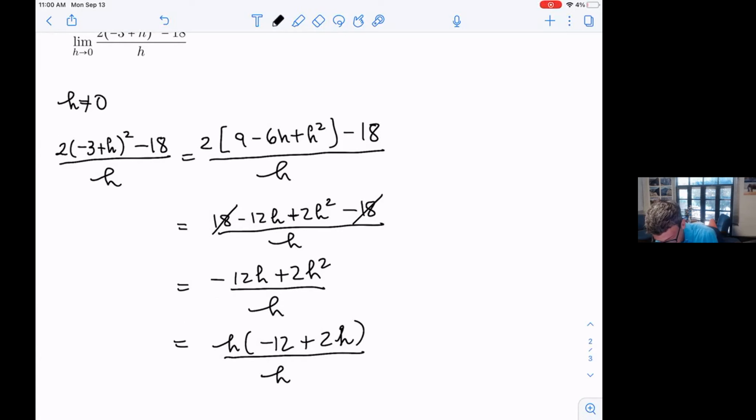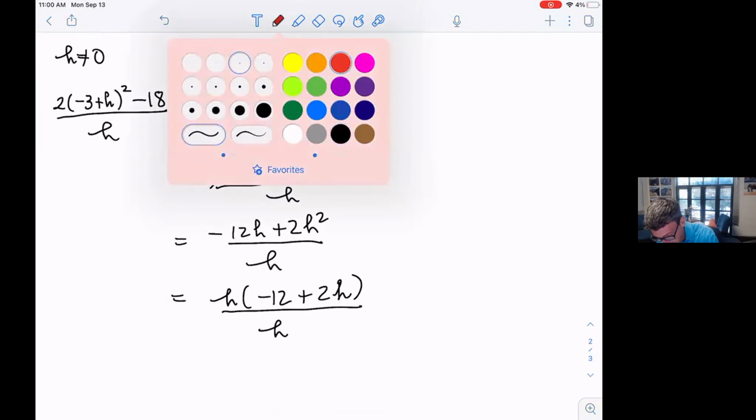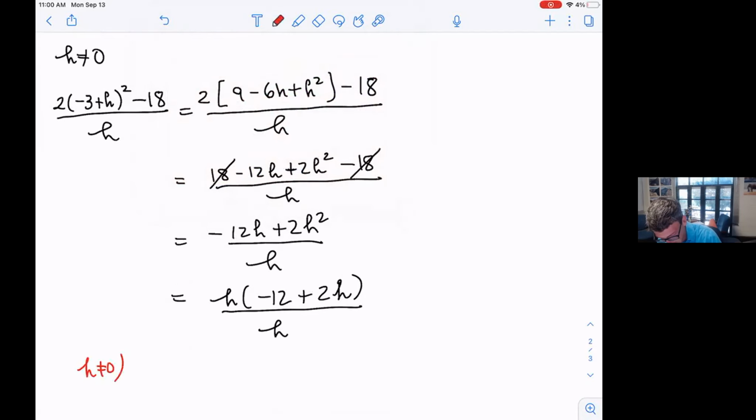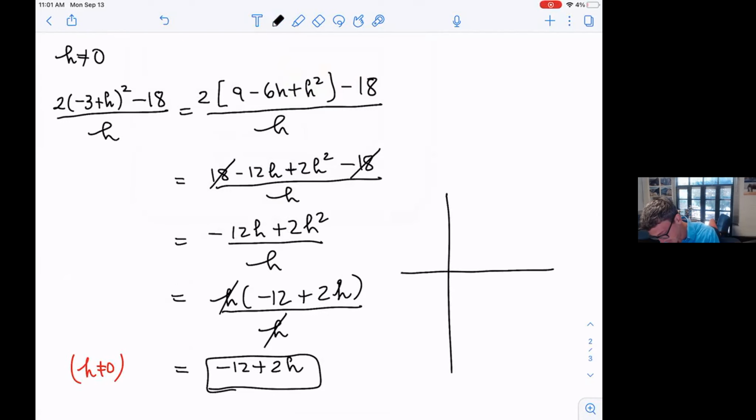And so now what I'm going to do is I'm going to remember that h is not 0. So since h is not 0, I can cancel these factors. If h were 0, this would be nonsense. This wouldn't even make any sense. But since h is not 0, I can cancel those and say that in this case, with this domain restriction, this function is going to be the same as this function here, which of course is just a straight line. It's a straight line that passes negative 12, has an upward sloping line. So maybe it looks something like this.